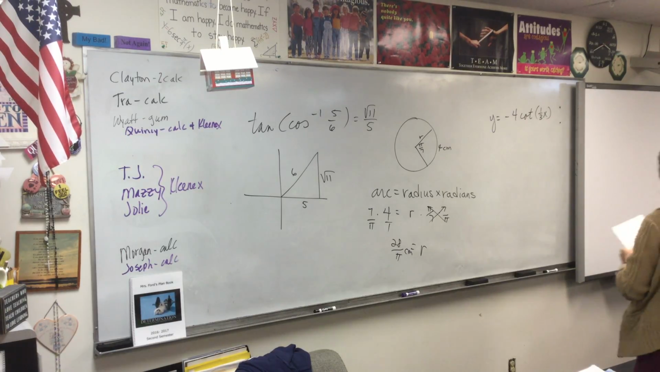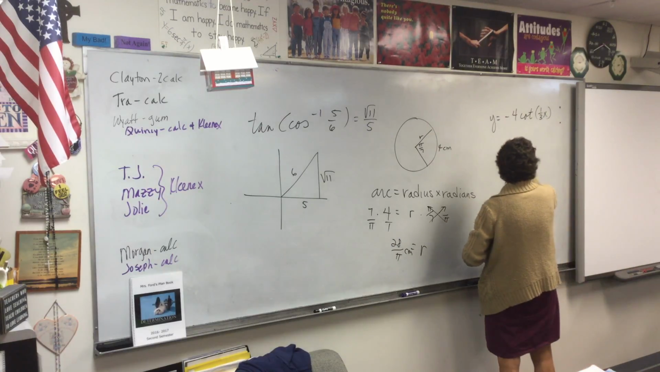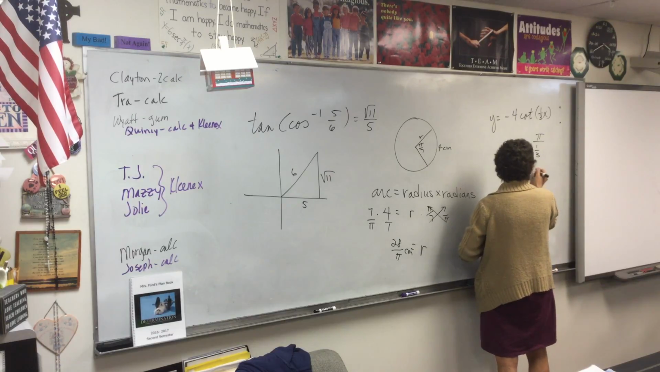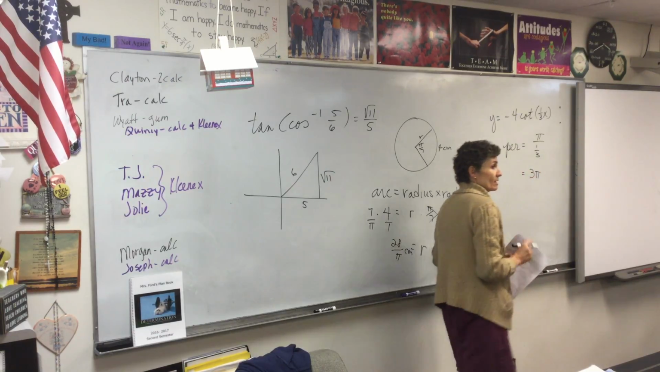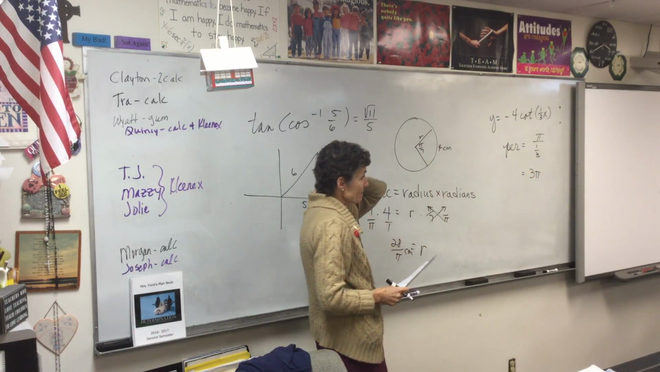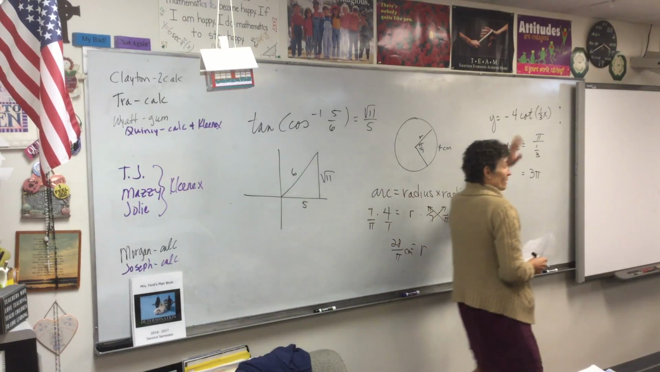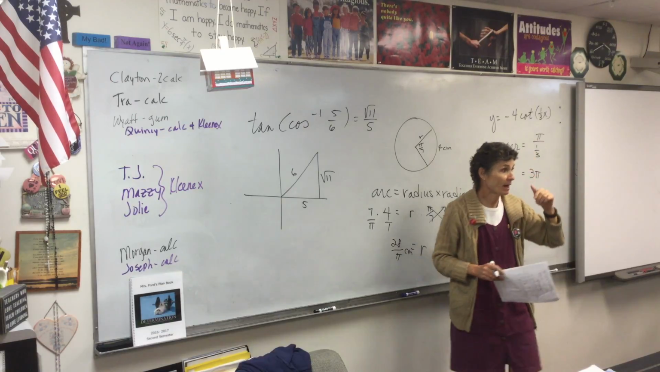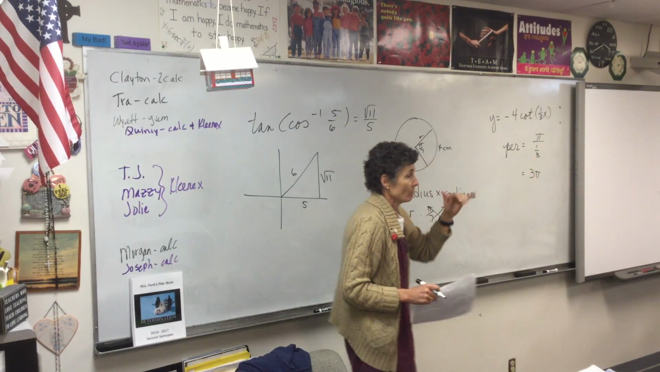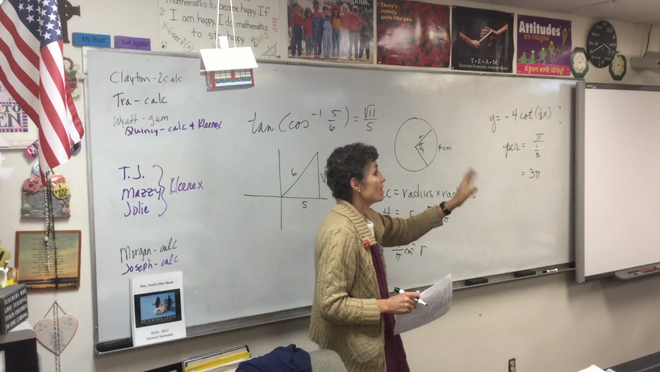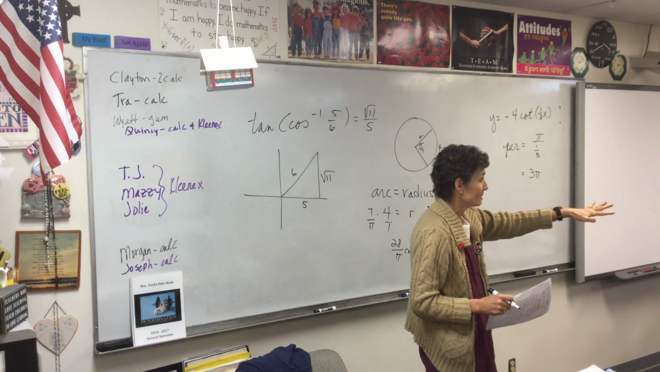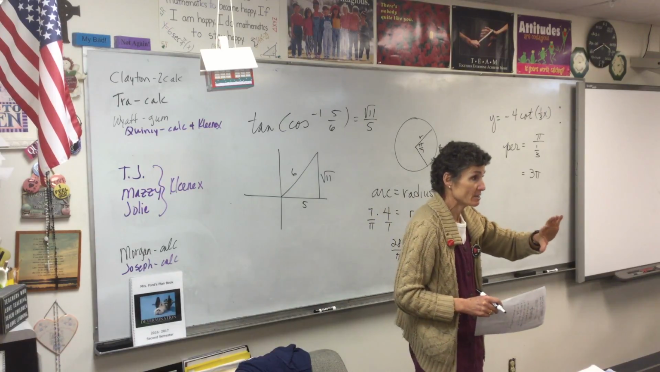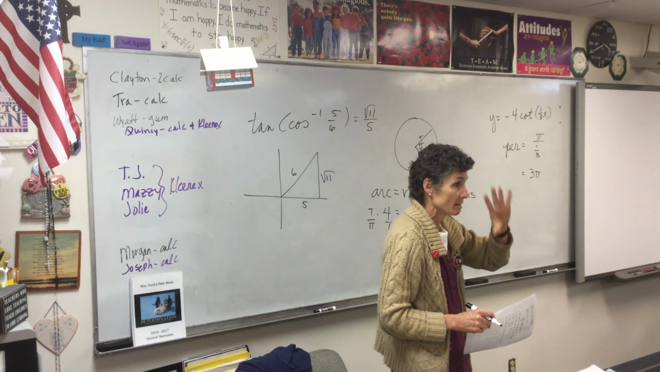So the normal period of this is pi, so the new period is going to be pi divided by 1/3, which is 3 pi. To find the period, whatever the function is, you always take the normal period and divide it by that coefficient. For sine and cosine, the normal period is 2 pi. For tangent and cotangent, the normal period is pi.